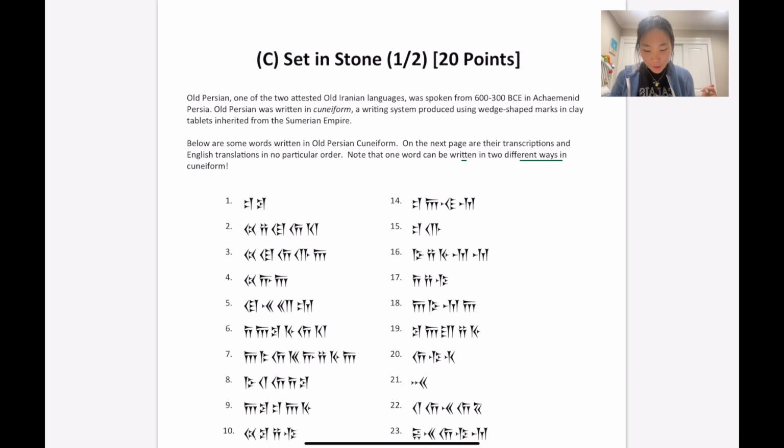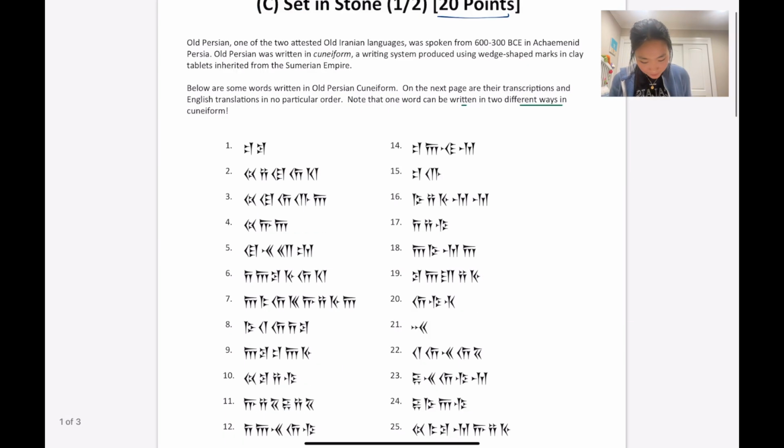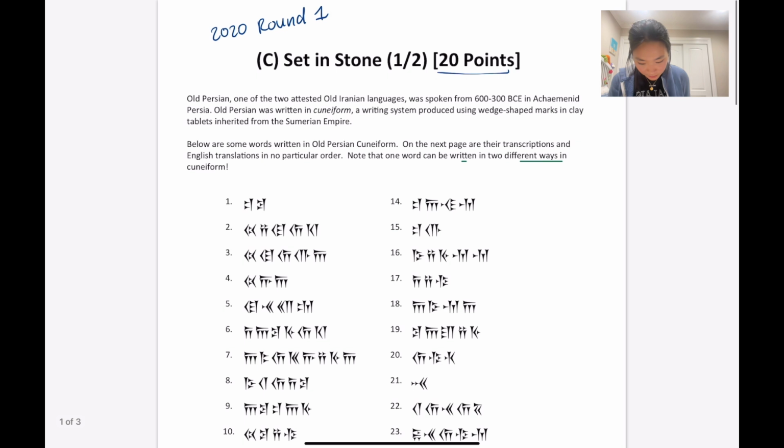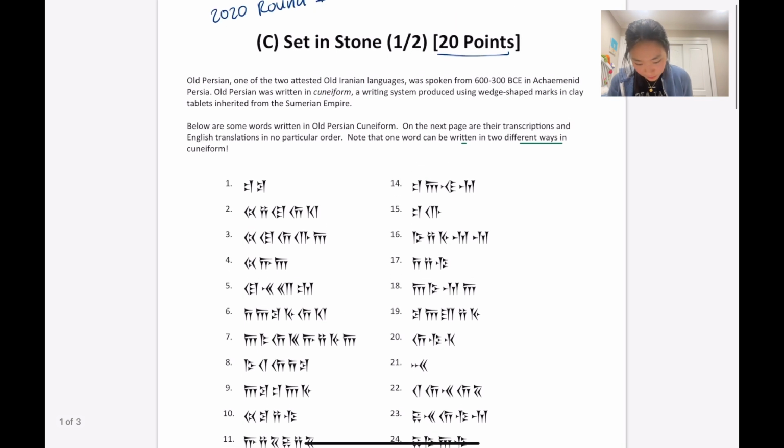Today we'll be going over one of my favorites. This problem is called Set in Stone. It's from 2020, round one. And it's one of the harder problems of round one because it's 20 points. So usually on the contest, once you get this problem, you'll be feeling really good about yourself. So great, let's get started. All right, Set in Stone.